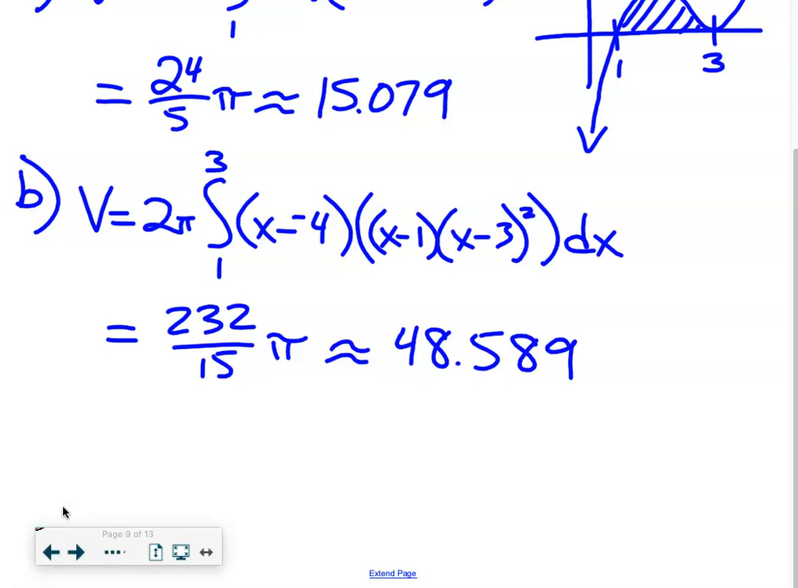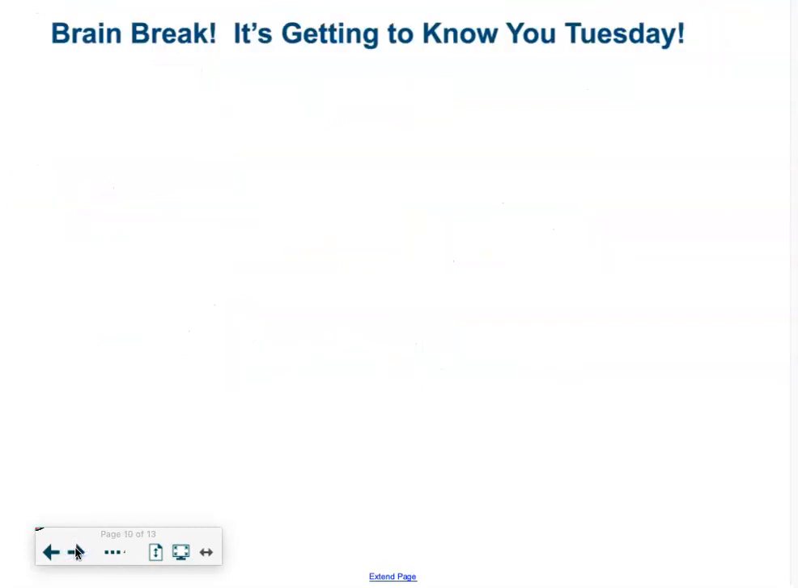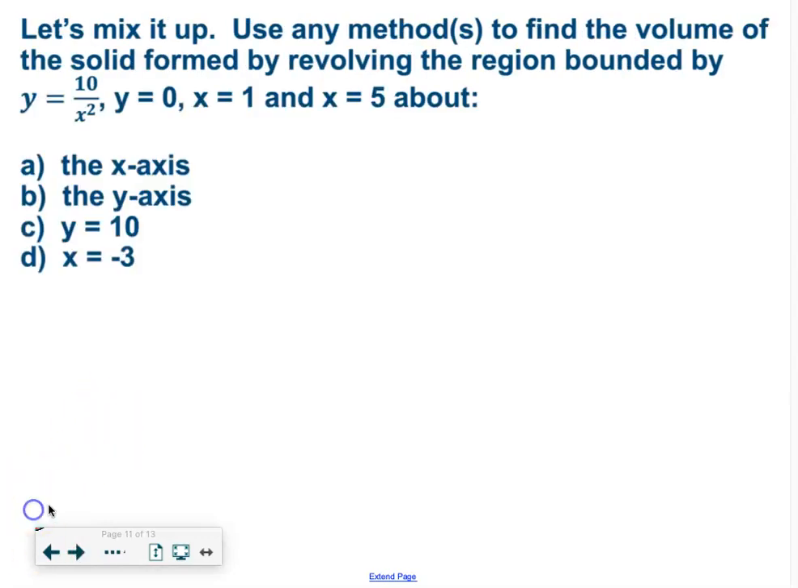Okay. All right. So before we move on to board work, it is Getting to Know You Tuesday. Keegan, pick a number between 1 and 32. 11.